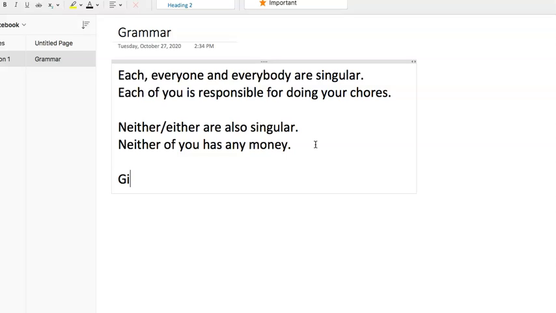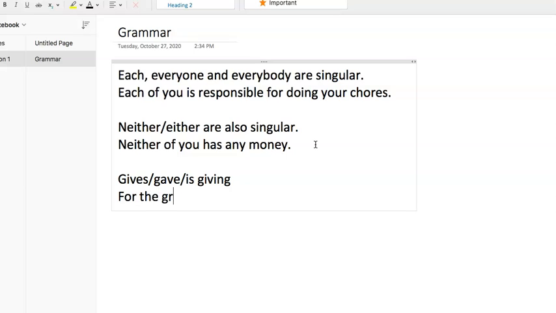Okay, what about these? Gives, gave, is giving. Okay. As far as understanding, gives and is giving are both present verbs. Gave is past tense. So let's look at an example.